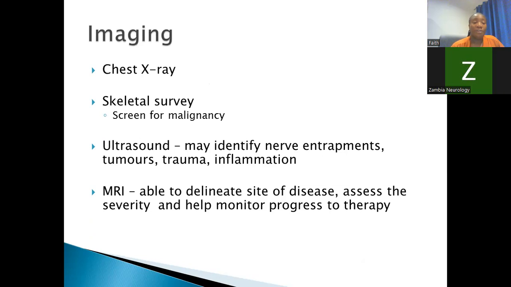So you can also do imaging. Again, this imaging is mostly to identify any underlying cause. So you can do a chest X-ray just to check for any lung pathology, because we suspect that the patient might have a lung malignancy that can cause a paraneoplastic syndrome in the form of a peripheral neuropathy. You can also use other modalities like CT chest as well.